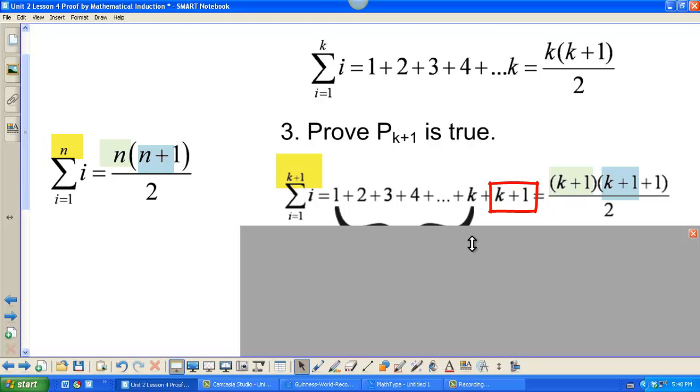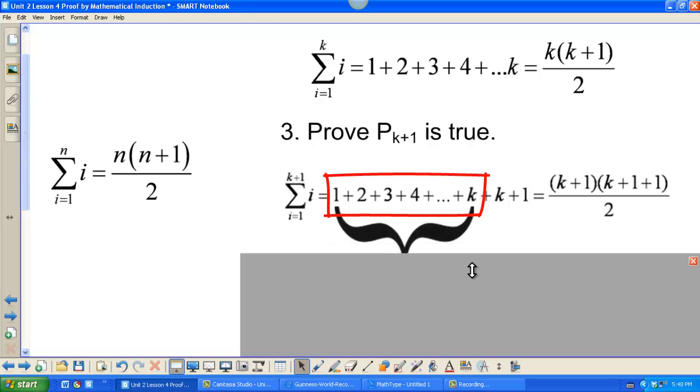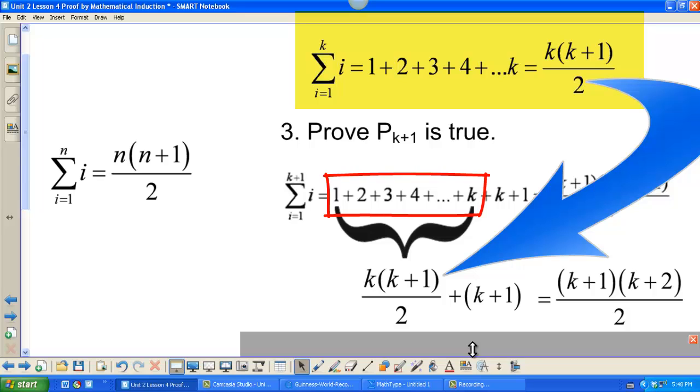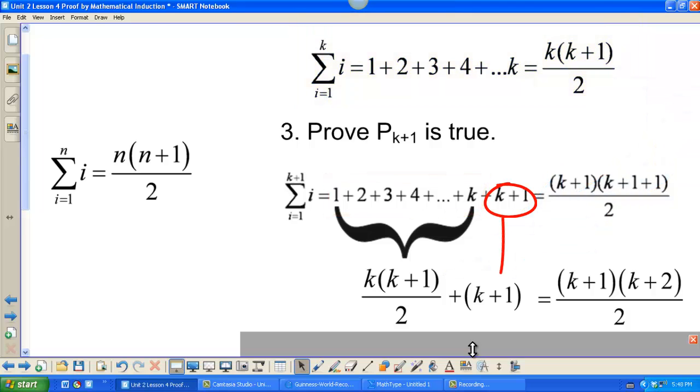over 2. Now, if you look at the 1 plus 2 plus 3 plus 4 plus all the way up to k part, we made the assumption in step 2 that it was equivalent to k times k plus 1 over 2. So I'm going to substitute k times k plus 1 over 2 for that part of my sum. Then I have to add the k plus 1. And then after adding, we would simplify, and we're going to prove that that equals k plus 1 times k plus 2 all over 2.